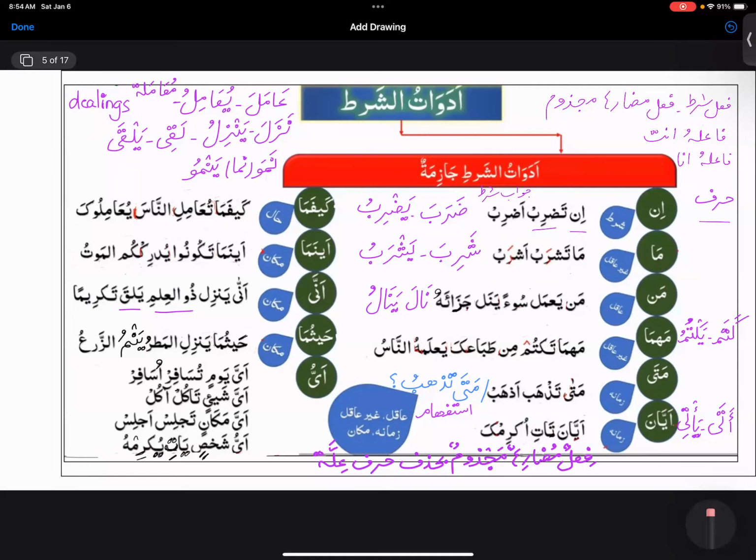Okay. So now, what is this ma? How are we going to label it? That's harf for sure. No, it's not harf. It's ismu shart. We have only one harf, in, only one. The rest are all asma. So ma is our ismu shart. Okay, so we're going to say adwatu shart. And what kind of adwat? Jazim. So ma, we're going to say ismu shart jazim. Okay, and now tashrab, how are we going to label it?